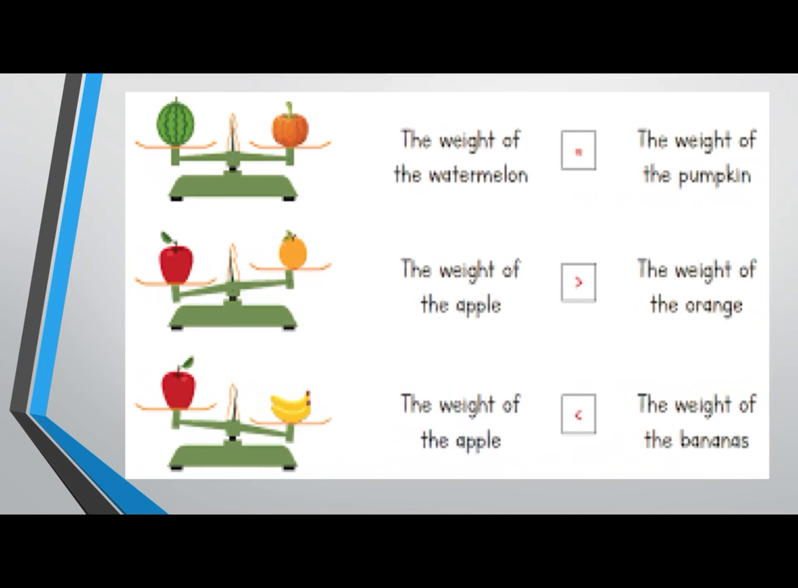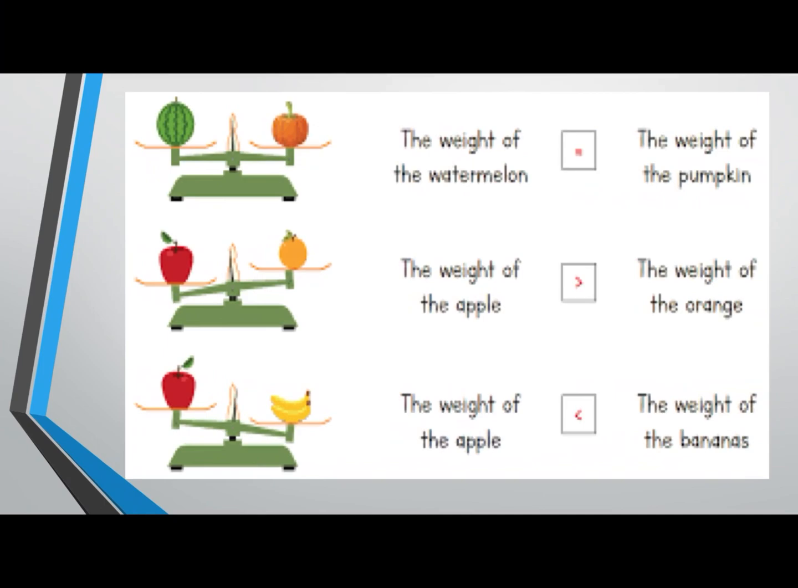Now come to this wonderful exercise. This is a balance. Look at the first picture. One side a watermelon is kept and another side a pumpkin is kept. And this total weight is level. It is not coming up or coming down. So it is completely level. That means both the weights are same. The weight of the watermelon is equal to the weight of the pumpkin.